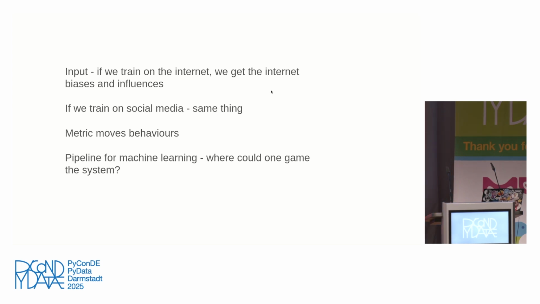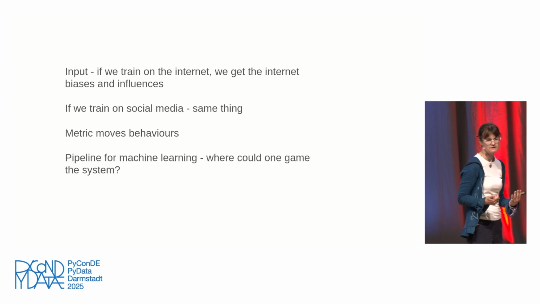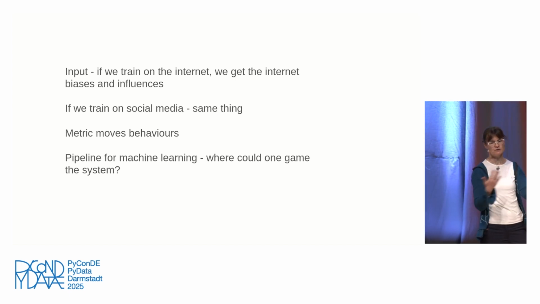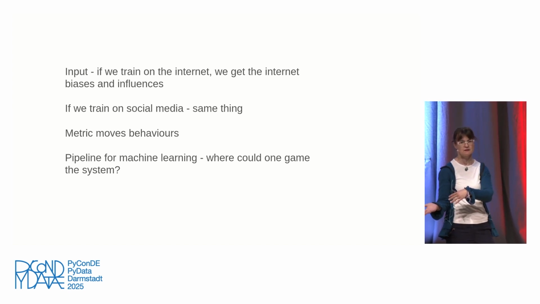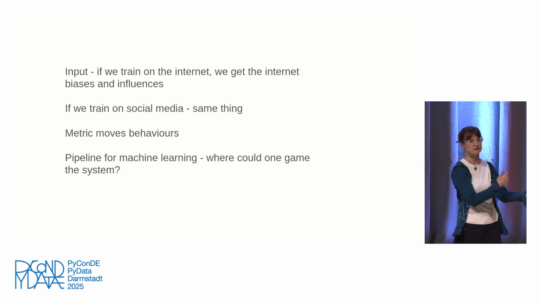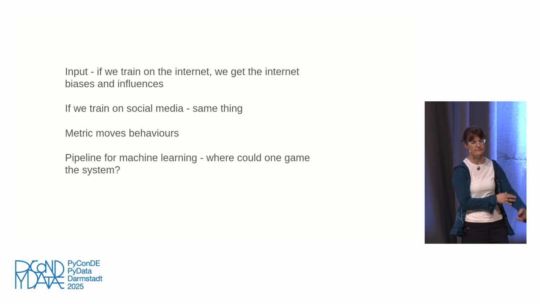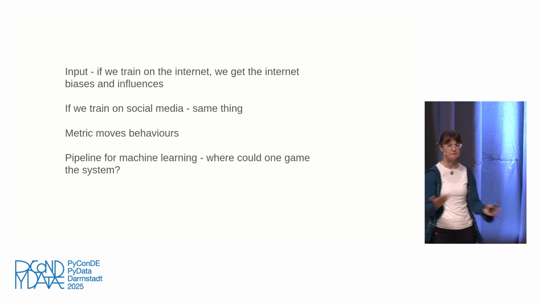So essentially, as we've seen, the input is interesting, and if we train on the internet, we get all of the internet's biases and influences. Everyone who can influence what we take from the internet has influence on our model and what we output. If we train on social media, the same thing applies.